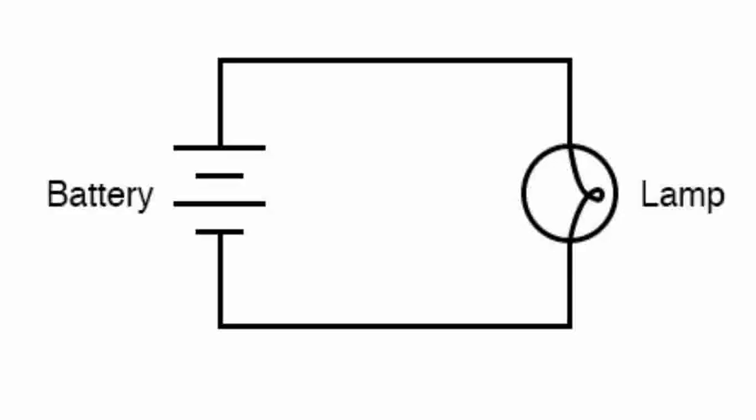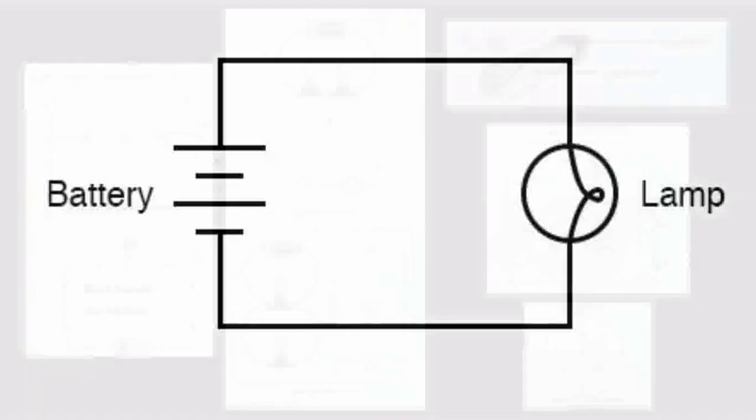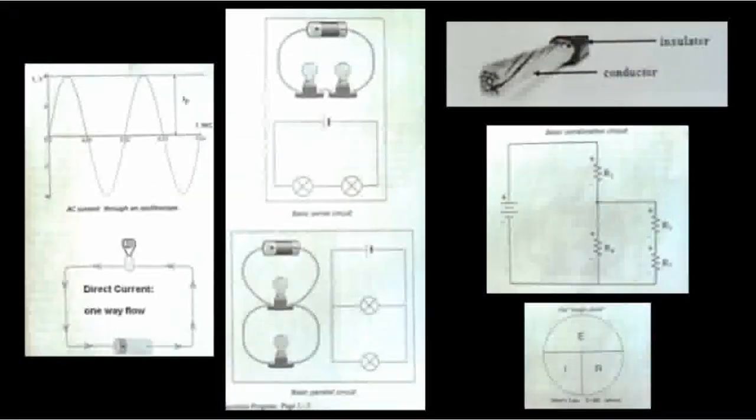Always remember the size of your load, or lamp in this case, and the source, which is the battery, are the same. The size of the load and the source are the same. If not, you can cause the circuit to malfunction or not work at all.